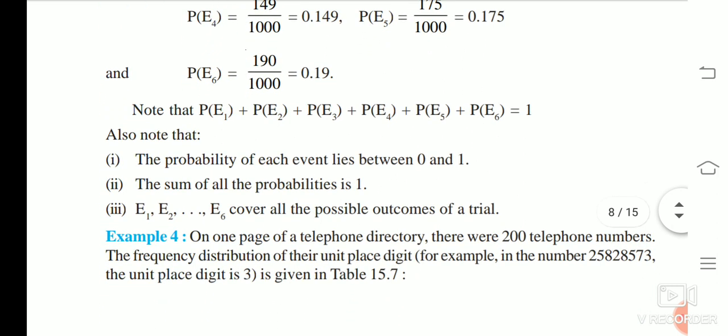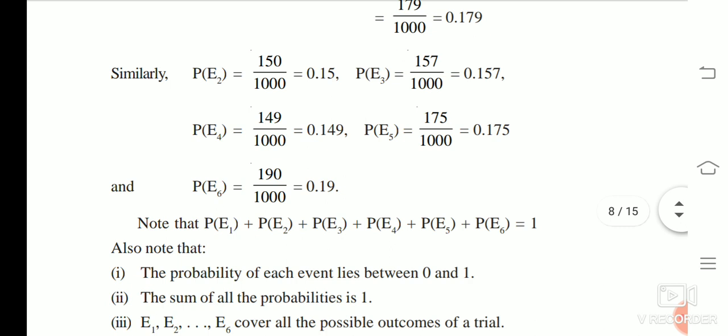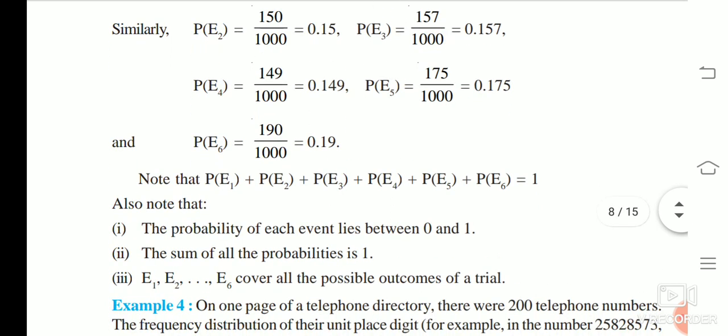So also note that the probability of each event lies between 0 and 1. This thing I have already given. So your decimal answers, note down, are always less than 1 and also greater than 0. So lies between 0 to 1, or answers are always less than 1 and greater than 0. This is the meaning of lies between, right.